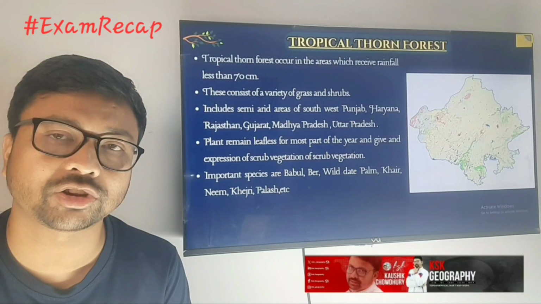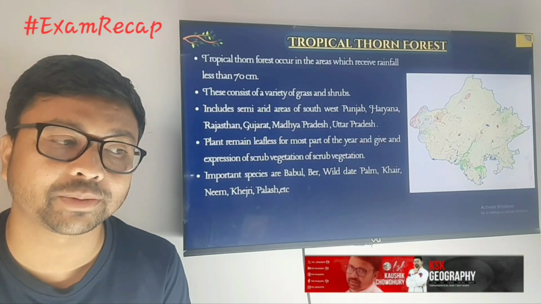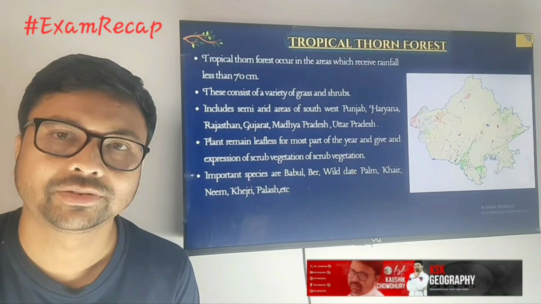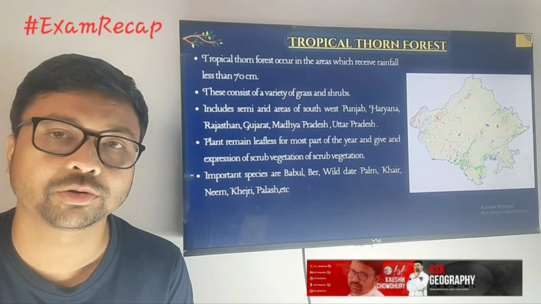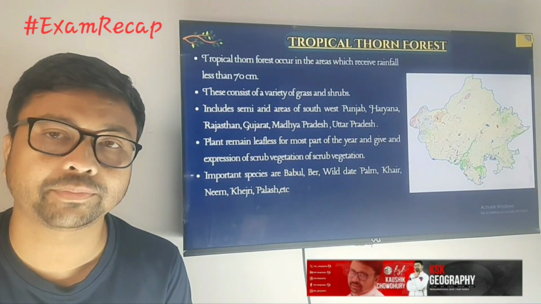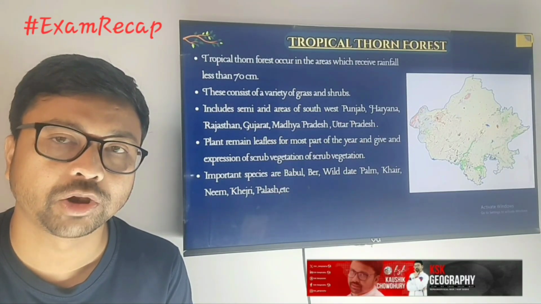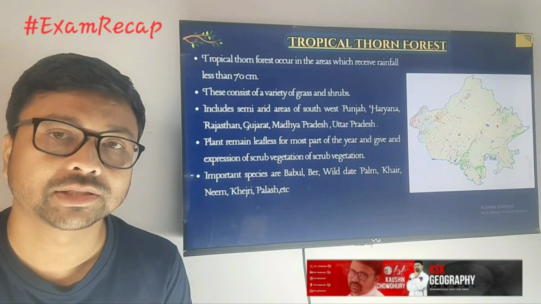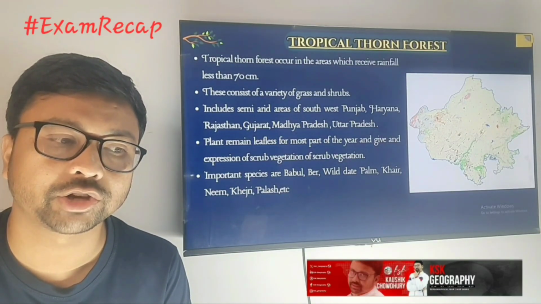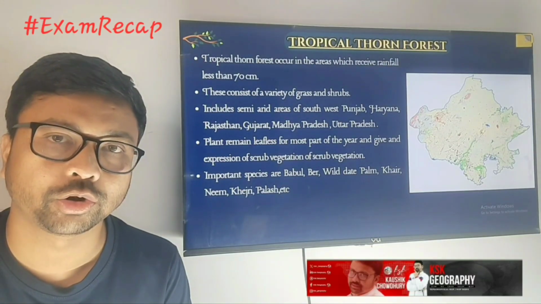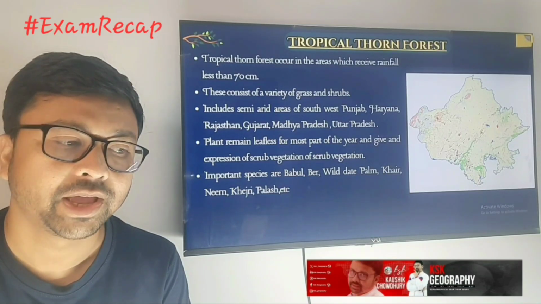Next you can see the tropical thorn forest. This type of vegetation will be found in areas where the rainfall is less than 70 centimeters per year. And here, due to the shortage of water, different adaptations are formed by the natural vegetation. What type of adaptation? The tree roots will be long to get water from the underground water, and the leaves convert to thorns to prevent transpiration, and a thick, waxy coated cuticle is formed, so the trees can protect the water inside.